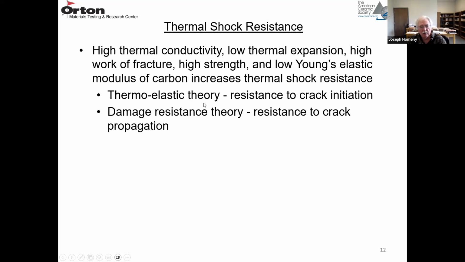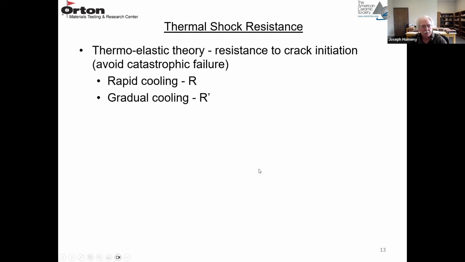The thermoelastic theory doesn't really apply to refractories. It really applies to advanced structural ceramics. This theory, you're designing a material to resist crack initiation. You don't want a crack to even start. In the damage resistance approach, you want material to resist crack propagation. So this is the one you want to use to design a refractory microstructure. So we'll go over both of these.